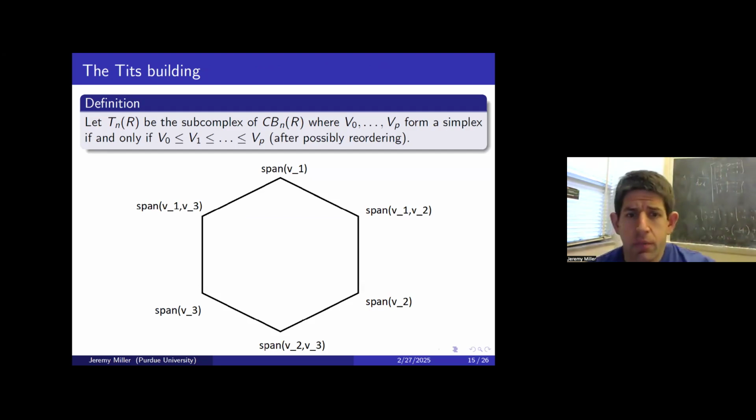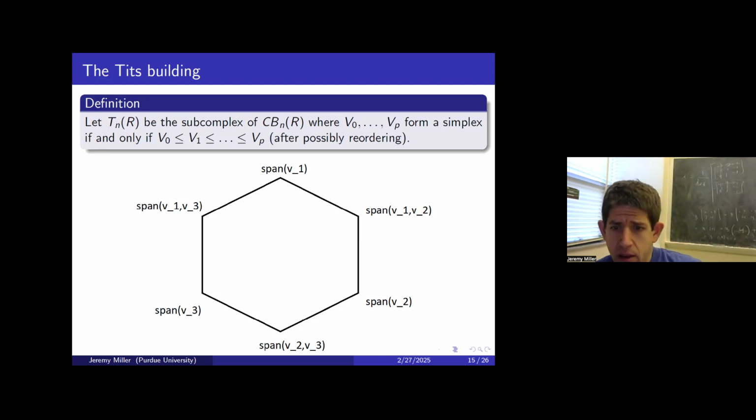Yeah, so here's an older simplicial complex, the Tits building. You can think of it as the subcomplex of the common basis complex, where things form a simplex only if, after reordering, they're a flag. So after reordering, one summand is contained in another summand, which is contained in another summand, etc.